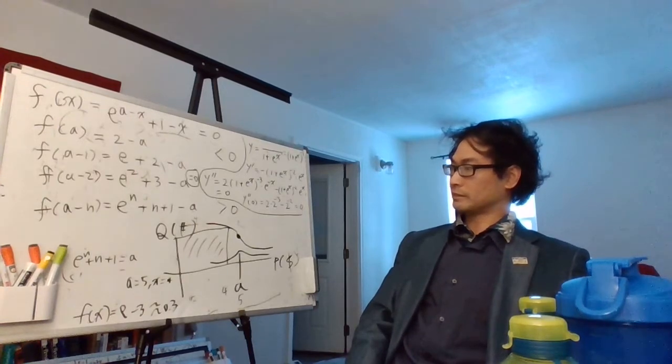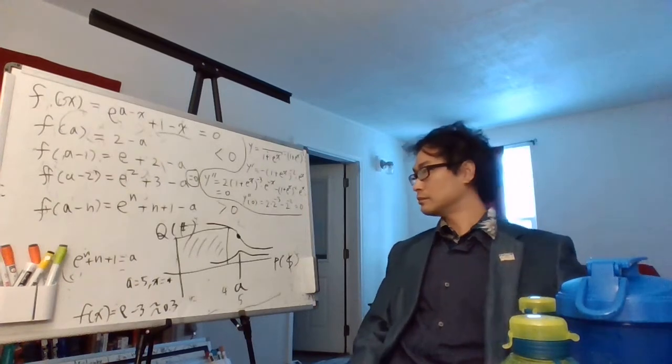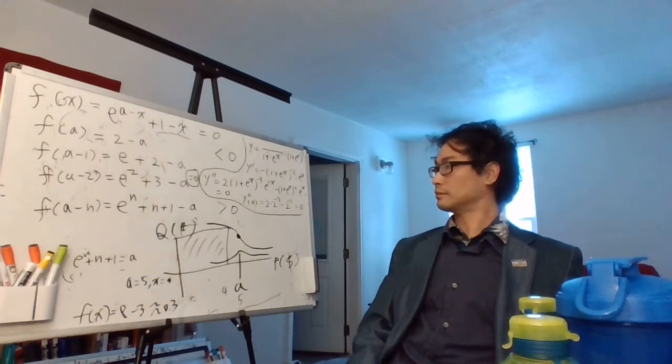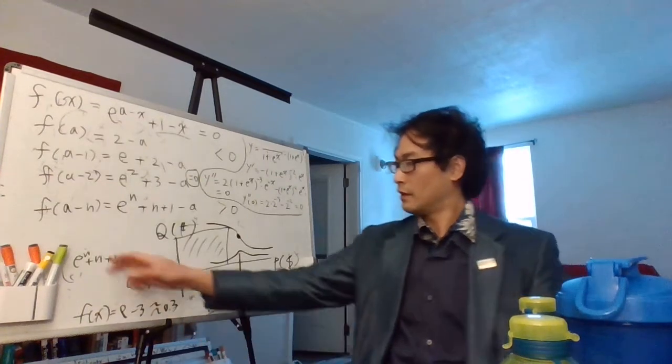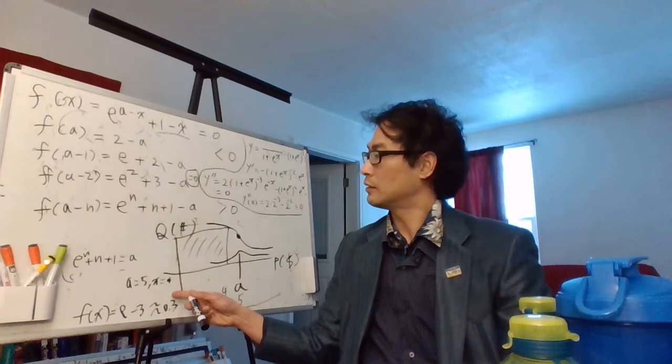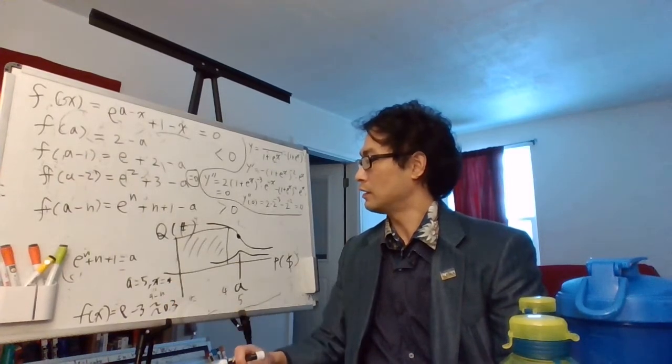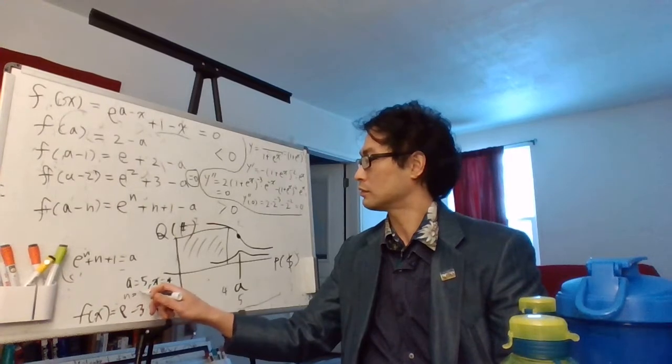Now, and in this case, because x is equal to a minus n, n is equal to 1. Okay.